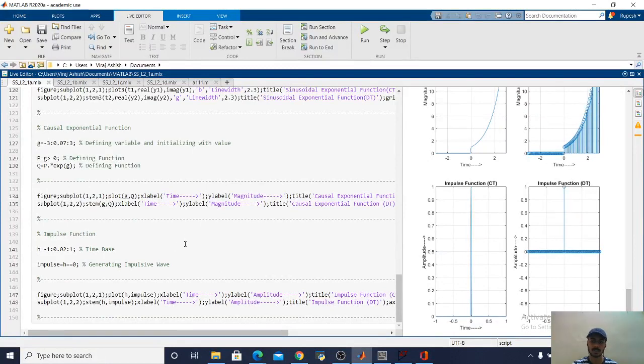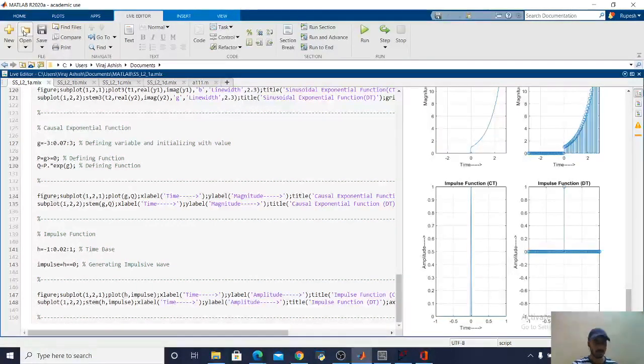Basically for the impulse function, you can see its amplitude suddenly increases at a particular time, that is here t equal to 0. There is a sudden increment in its amplitude. So you can see its code and graph here.